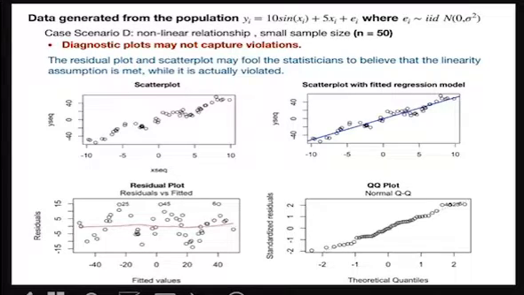Let's see. What do you see from the residual plot? What do you see from the normal QQ plot? That was why I said the residual plot and the scatter plot may fool the statistician to believe that the linearity assumption is met. Take a look at the scatter plot. What is it suggesting? Linearity. But what model did I specify myself? It's not linear. My diagnostic plot was not able to detect that I fitted a non-linear model, because take a look at the scatter plot. It's more or less like a straight line. It shouldn't be.